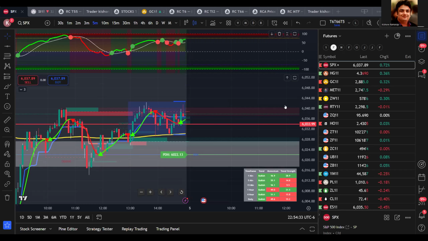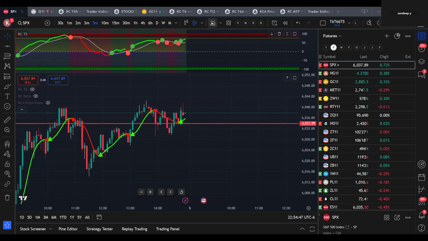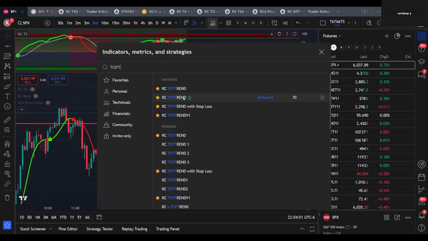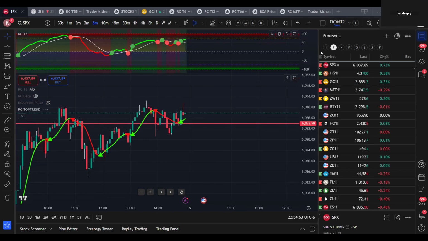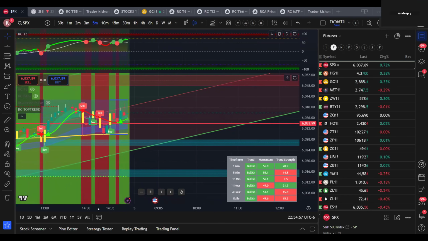Sandeep, any questions? Hey, Kishore, thanks, good evening. I have three questions. For the top trend, if you enable top trend on one of these charts, the dark background red and green are pretty confusing. Is there a way we can take them off on my PC, not on your overall chart?